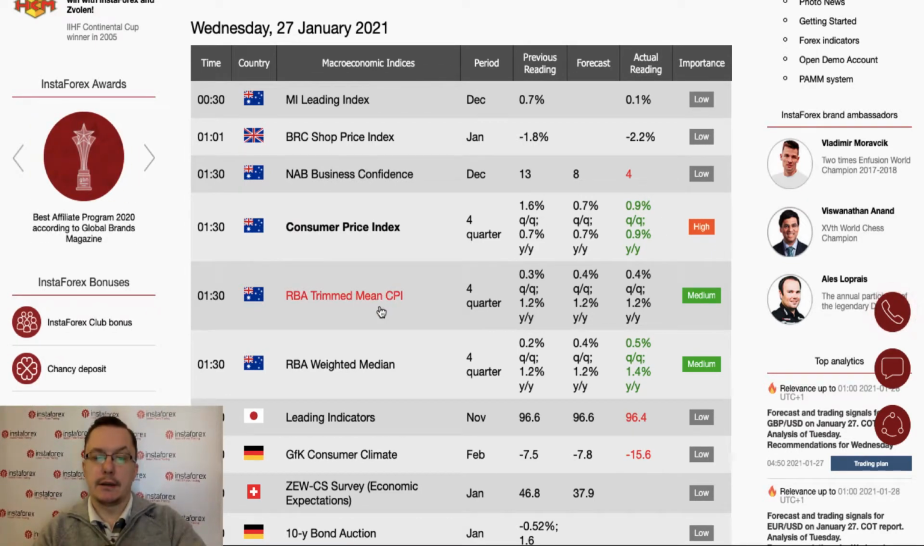The trimmed median CPI from the RBA is in line with expectations, 0.4%, and the weighted median is a little bit better than expected, 0.5% versus 0.4% forecast. So we will definitely take a look at the Australian dollar.